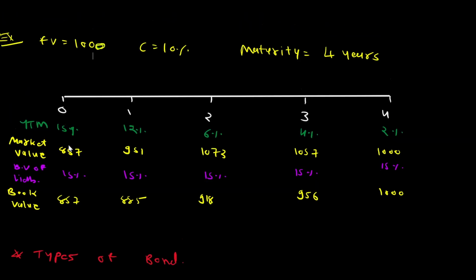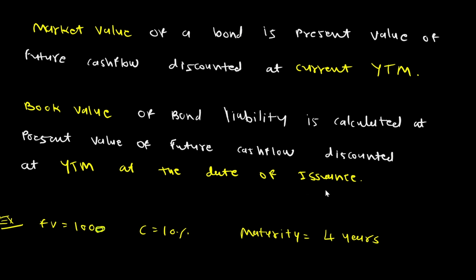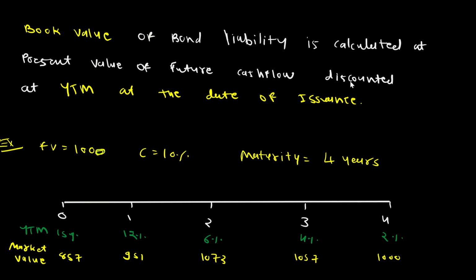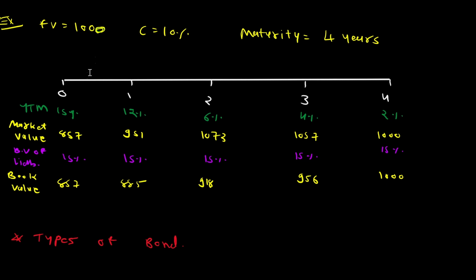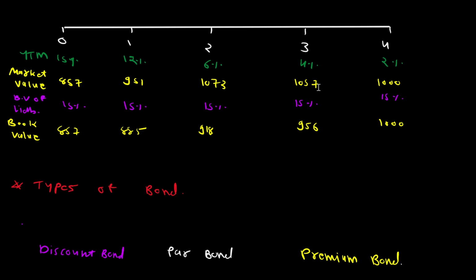For the book value, the definition says the future cash flow is discounted at the YTM at the date of issuance. So I need to calculate at 15% for every year. My first year would be the same. My face value is 1,000. Coupon is 100. Maturity is 4. I/Y is 15, compute present value 857. For the second year, only change N from 4 to 3. 3 is N, compute PV. Then N is 2, compute PV, and respectively for 1 and 0. All the other data will remain the same for the book value.